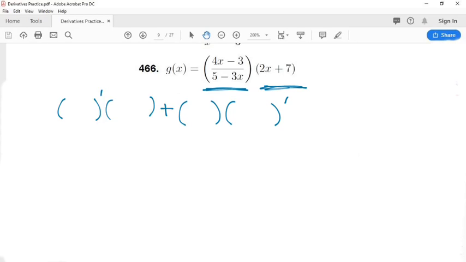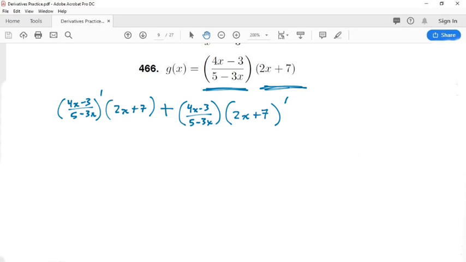So the first one is this nasty fraction looking thing. And the second one is 2x plus 7. Notice I haven't done anything. I'm just kind of organizing right now. But this is what I do in my head before I do anything. I just did the product rule. It's not simplified, but that's the product rule is what I just did.